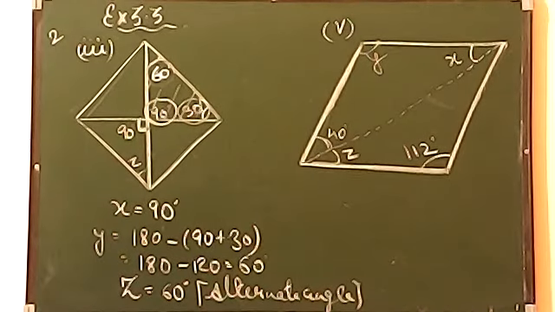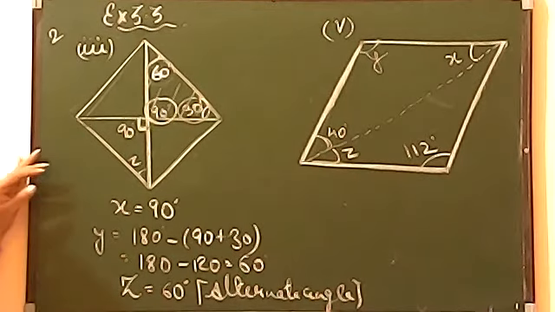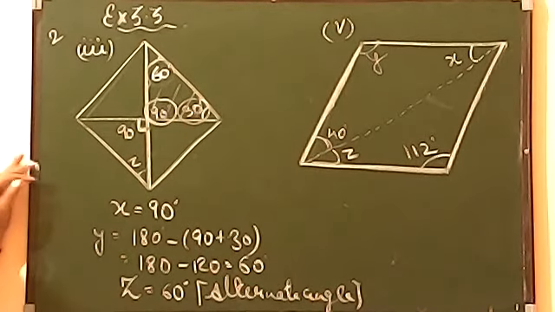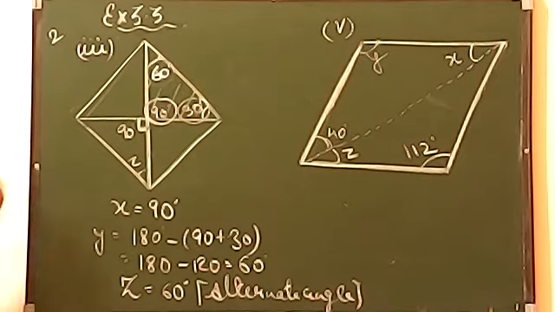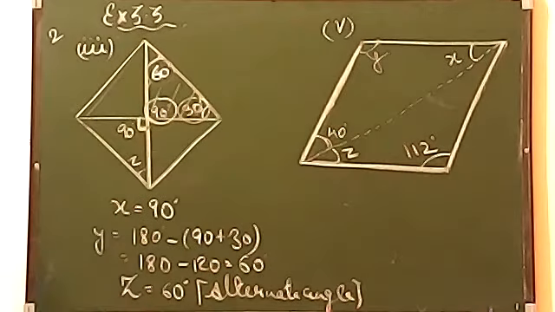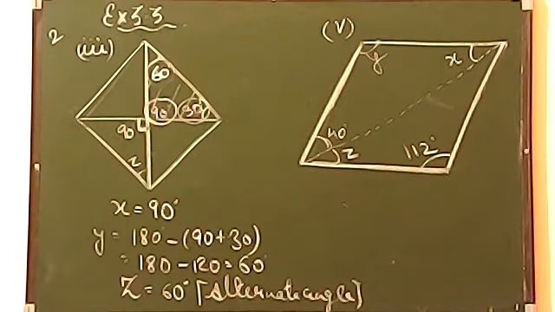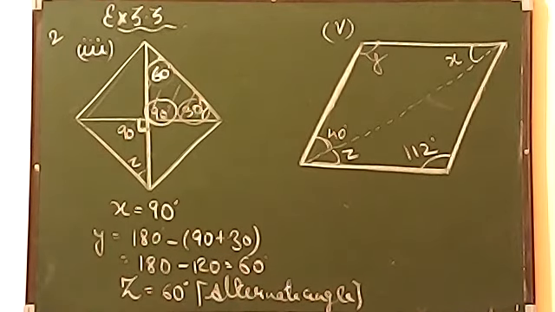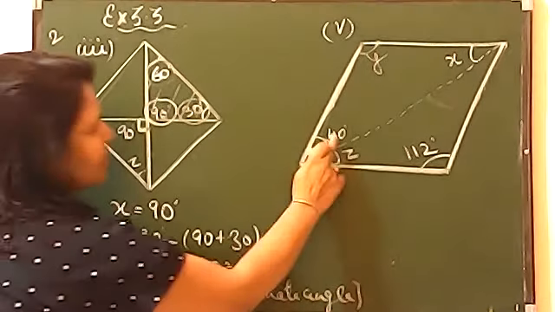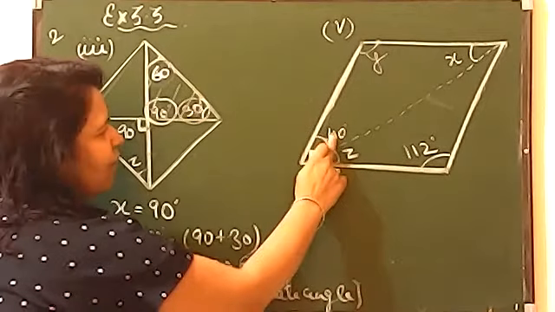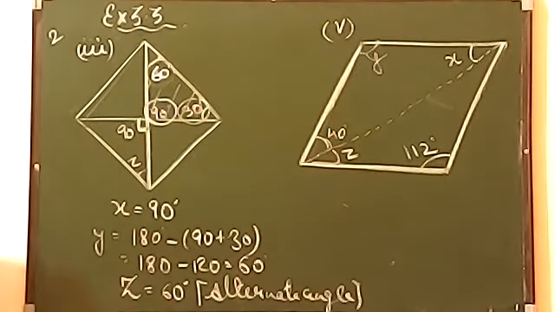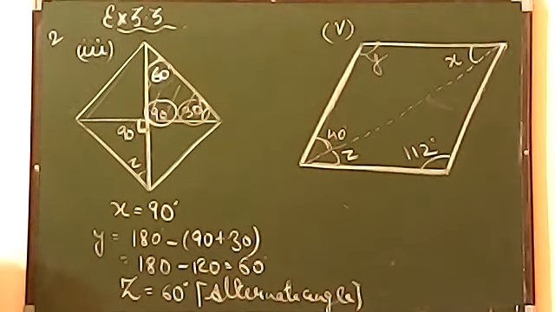Now let's move further to the next question. If you have any confusion, you may ask me. If you don't have any confusion, let us move on to the next question. In the next question, you can directly apply the property. See this, you know this is 40. Tell me which other angle will be 40? Think and tell me.